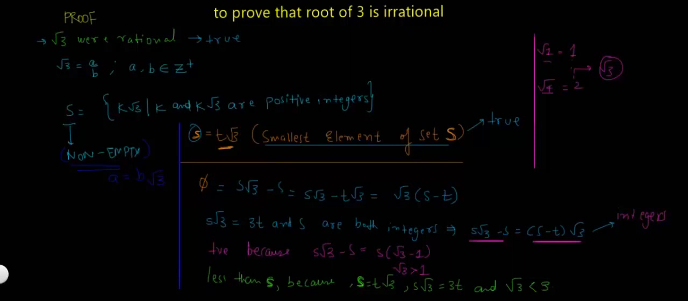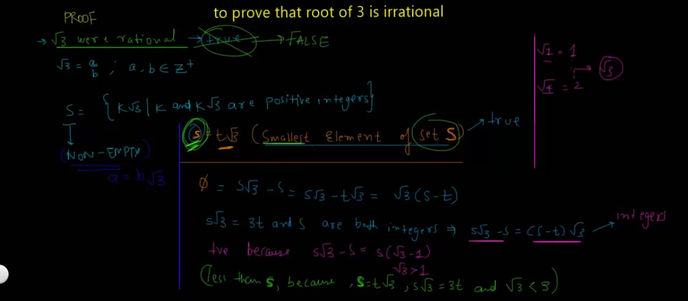Now this contradicts the choice of s that we chose as the smallest element of set S, and hence our assumption that root 3 were rational was false. This assumption is not true, and hence we have proved that root 3 is irrational.